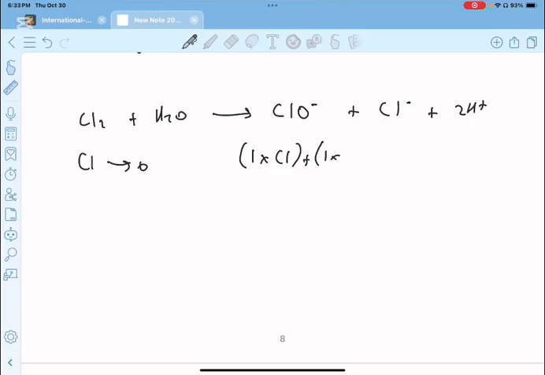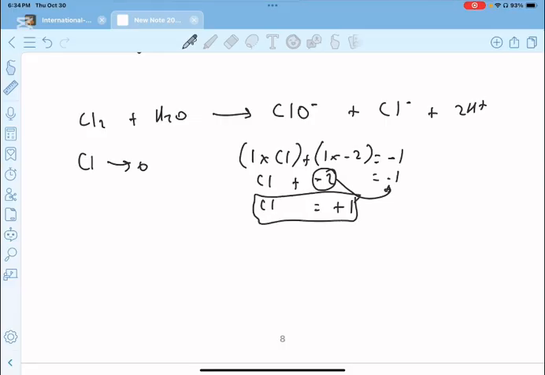We know that its charge is going to be minus 2, unless it's in a peroxide, then it'll be minus 1. But this is not a peroxide, so it's going to be minus 2. This is going to be equal to minus 1, this charge, okay? So Cl plus minus 2 is going to be minus 1. So Cl is going to be plus 1. Take this other side, it becomes plus 2. So Cl is going to be plus 1, okay? That's the oxidation number of chlorine in ClO minus. And over here, the oxidation number of chlorine is going to be minus 1.